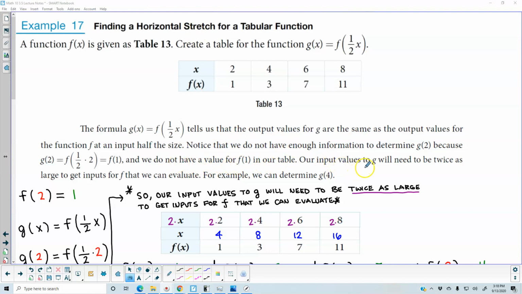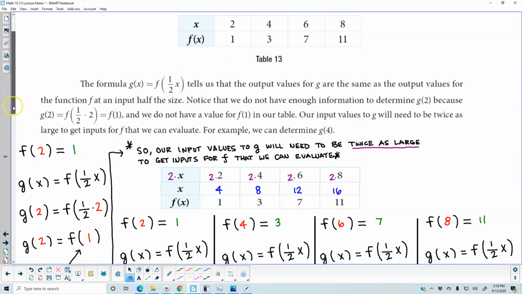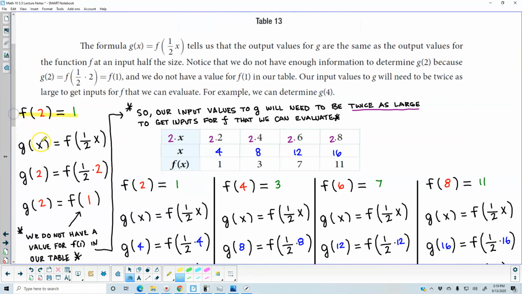Now our input values to g will need to be twice as large to get inputs for f that we can evaluate. So for example, we can determine g of 4. So let's take a look again at what we just talked about. So we have f of 2, which is equal to 1. So if we plug it into the formula, g of x, which is equal to f of 1 half x, which is 1 half of 2.